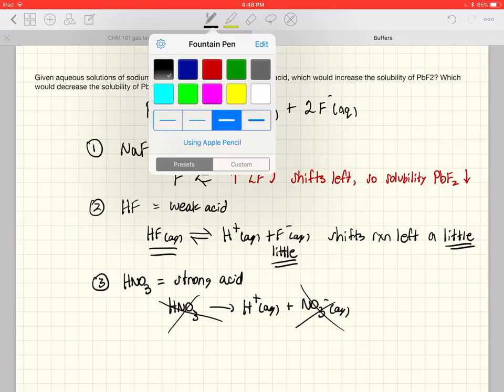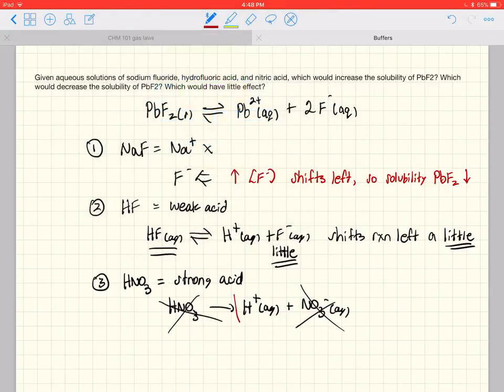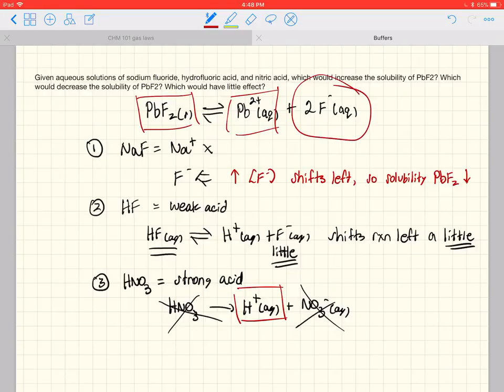H plus, let's think about that. What does H plus do? Will it react with lead fluoride? No. Will it react with a positively charged ion? No. Will it react with fluoride? Yes. What will H plus do to fluoride? Well, let's look back at the previous problem right here. If we add H plus, that reaction will consume fluoride.